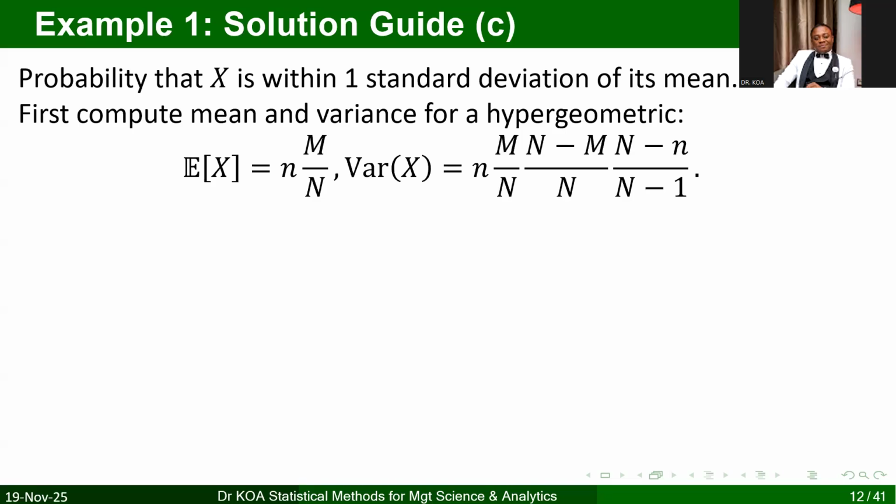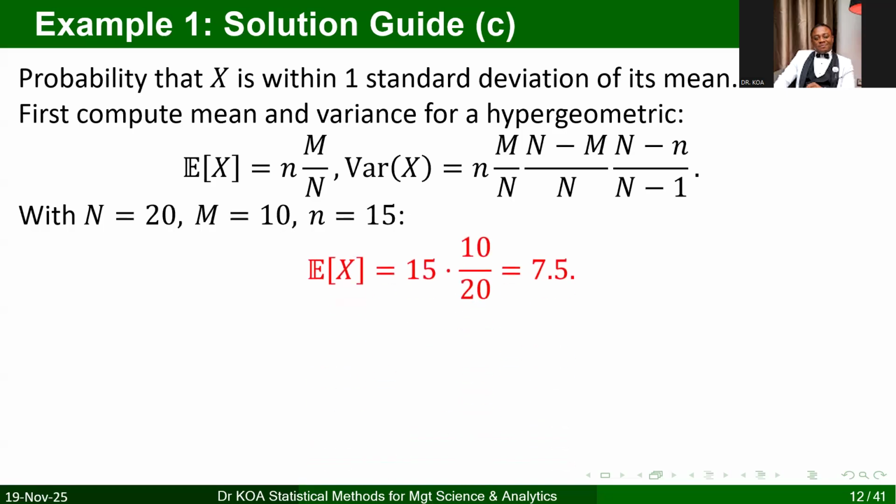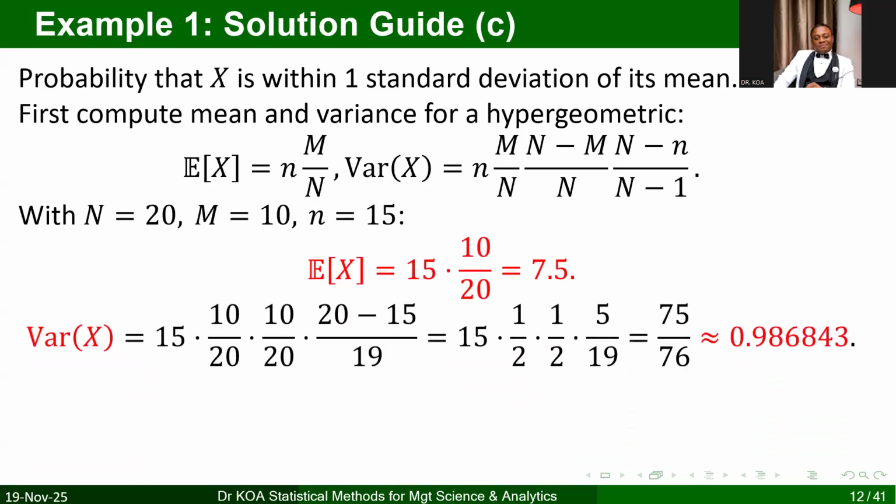When you substitute them, remember N is 20, m is 10, and small n is 15. We substitute that, and the expected value or the mean is going to be 7.5. The variance, check carefully, is split into parts: this n here, this m over N here, this N minus m over N here, and this N minus n over N minus 1. So 4 parts. You substitute all of that here, and that is going to give you 0.9868.